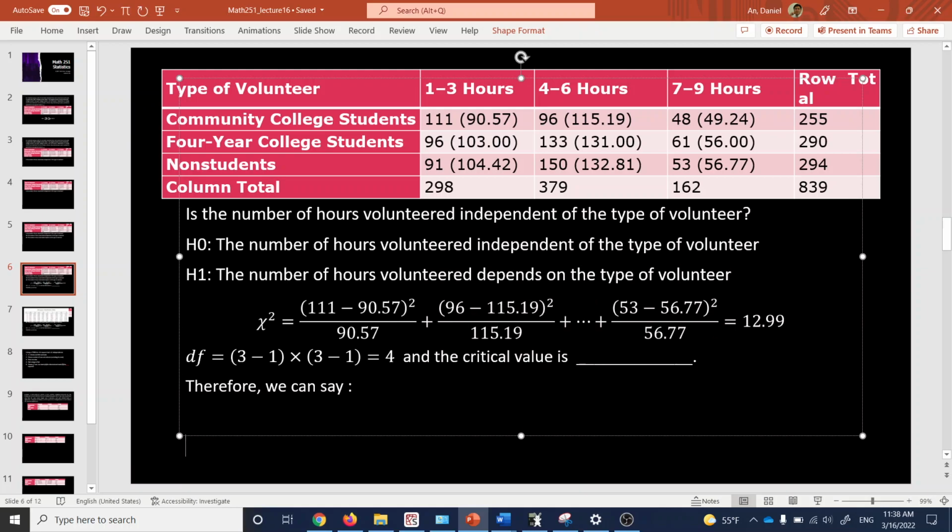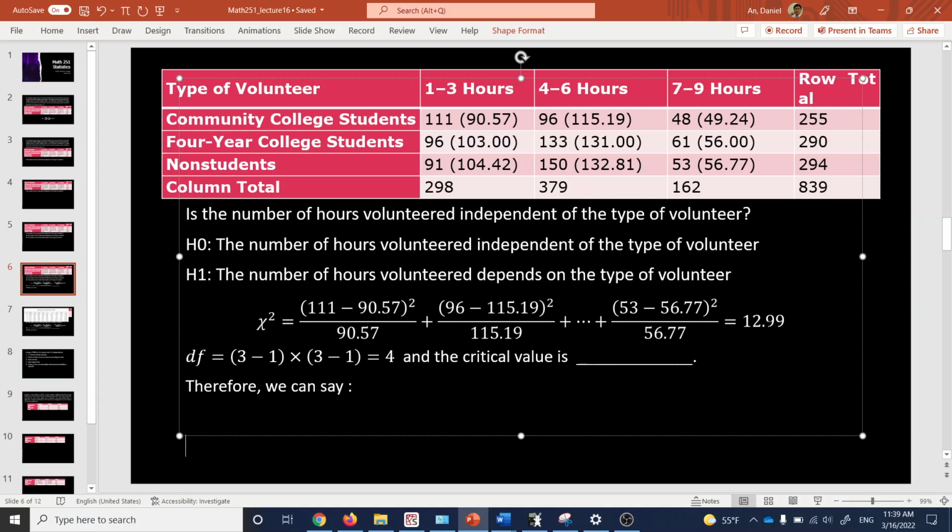You do this for how many values? 9 values. So it's a lot to type, but you know what I mean, right? You take the difference, square it, and then divide by the expected value. And if you do that, we get 12.99. If this is big, then we say there's something off. I think there is a genuine dependence. They're not totally independent.